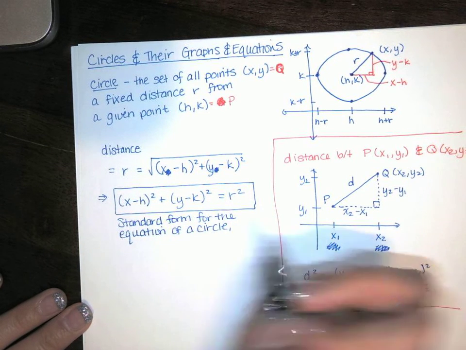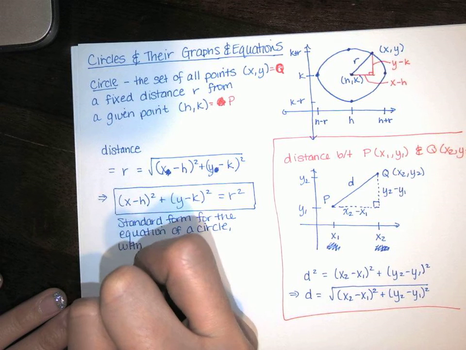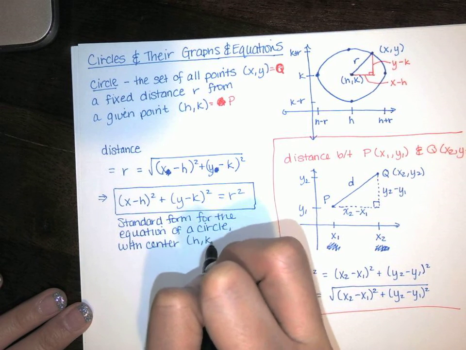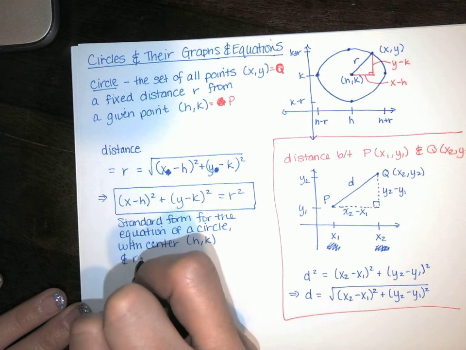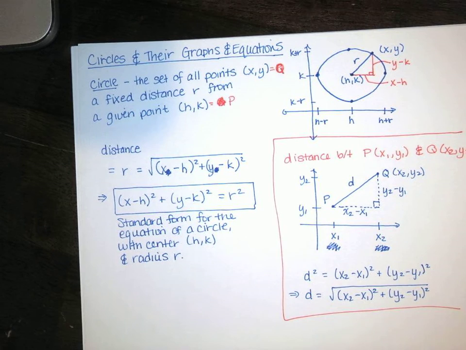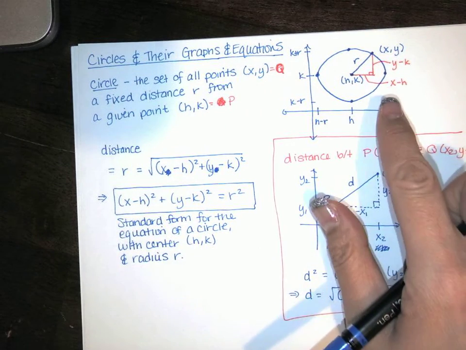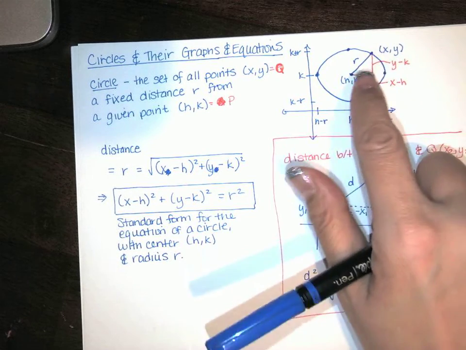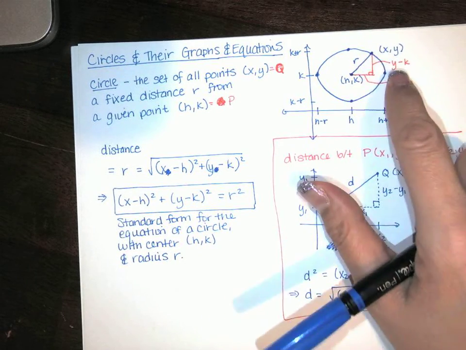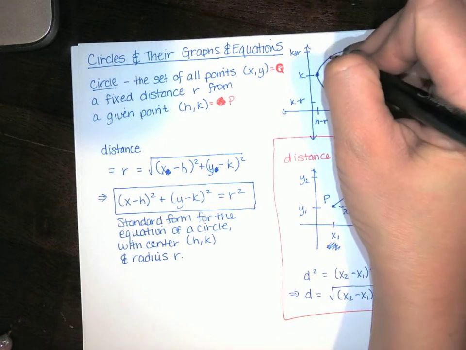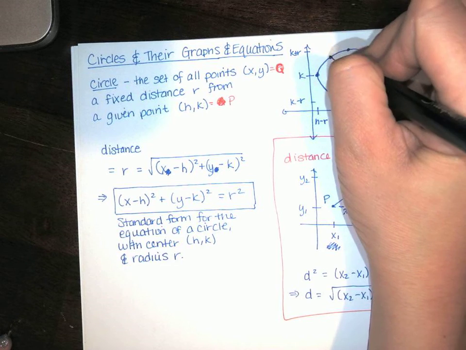And this is a circle with center h, k and radius r. Alright, and that's true over here. Now this is true for any point x, y in the circle. It would work just as well with this other point x, y in the circle. The distance from here to here is also r.